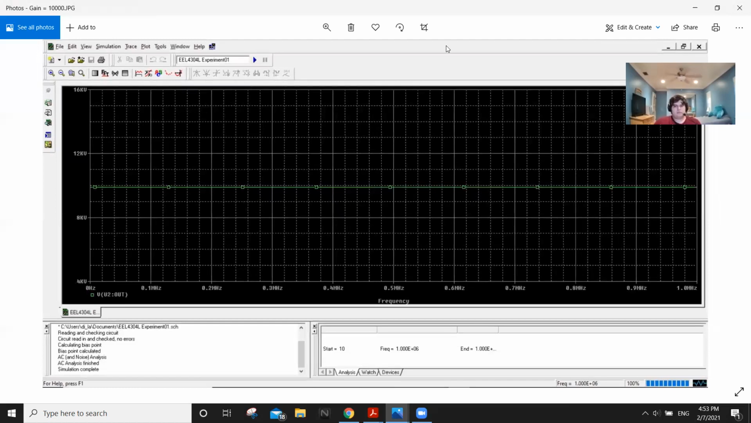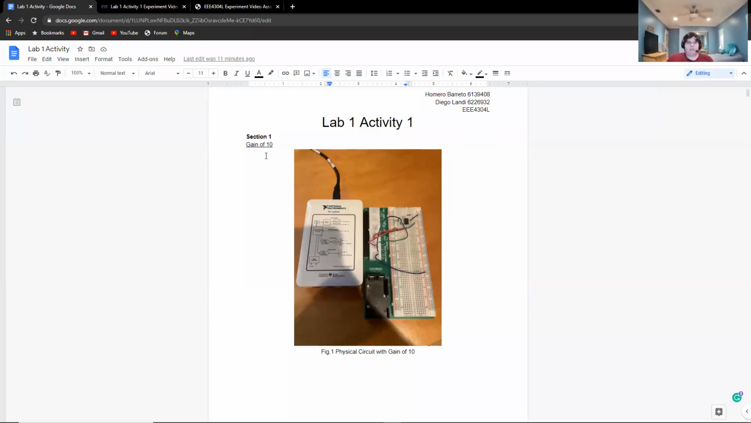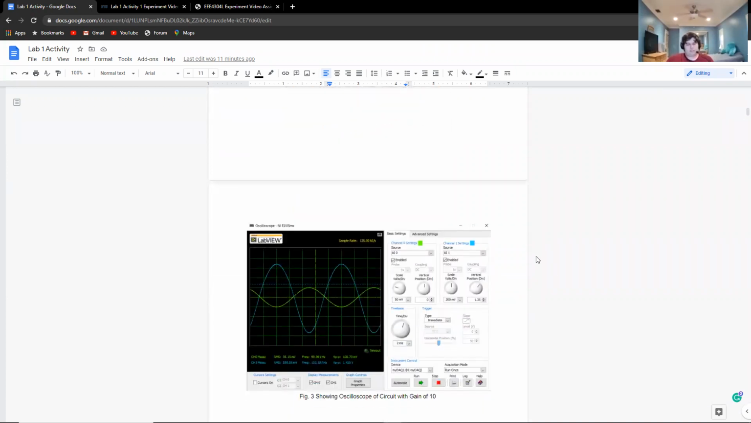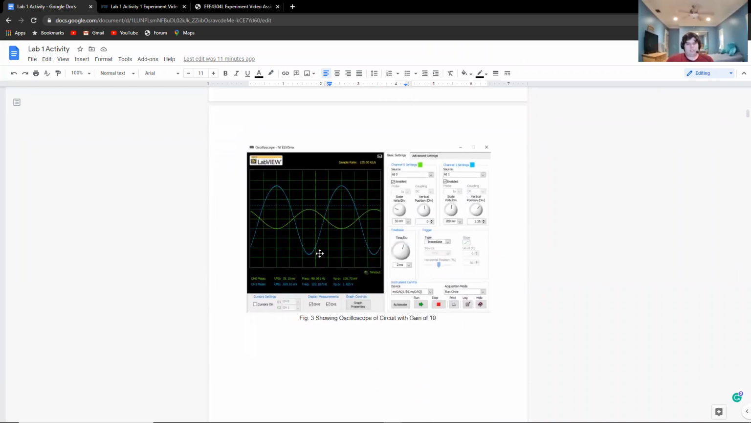Okay, so now Homero is going to go over the implementation section of the experiment. All right. So here we can see the first circuit designed, which is a circuit with a gain of 10. This is our physical circuit design, and this is the function generator that we'll be using throughout the experiment. In this first portion, we used a 0.1 volt peak-to-peak amplitude, and this is our oscilloscope that we'll also be using throughout the experiment. Here we can see that we have a 100 millivolt input, which was the amplitude, and our output was 1.425 volts, peak to peak.